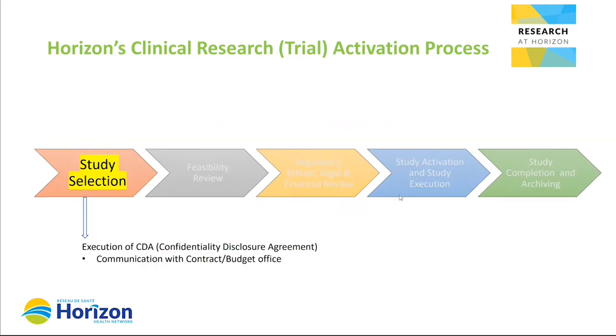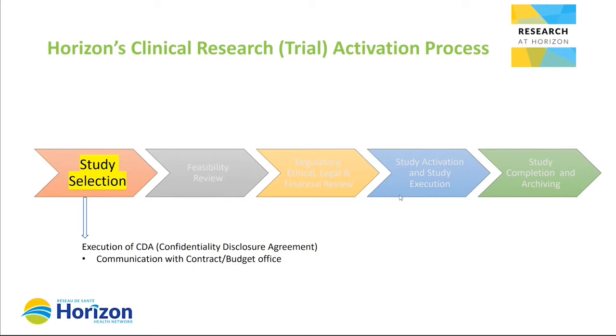So let's start with study selection. Study selection normally starts when a potential sponsor, let's say a pharmaceutical company, approaches a research group or a physician with a new research opportunity. When you get this initial interest email, the first course of action would be to notify your doctor, your investigator, who's in charge of reviewing the incoming research opportunity.